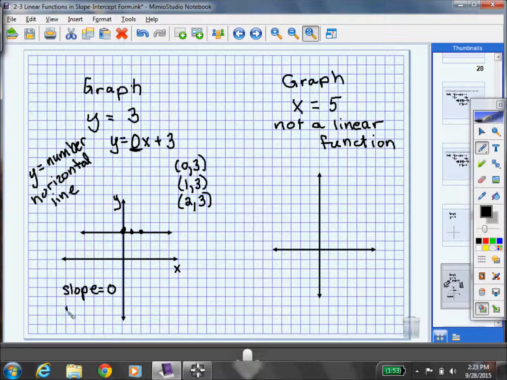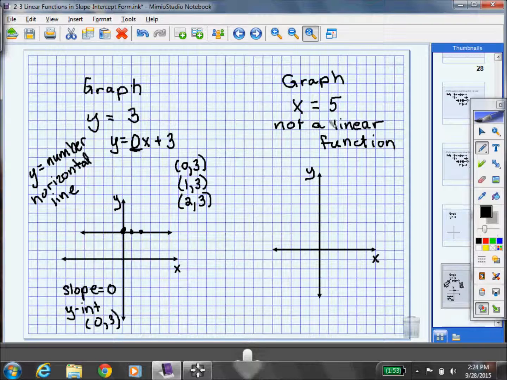What's my y-intercept for this one? Ordered pair? 0, 3. So we've got our slope as being 0 for a horizontal line, and the ordered pair 0, 3, the y-intercept is 3. Now this one turns out to not be a linear function. It's still going to make a line, but it's not going to be a linear function. The key word there is function.